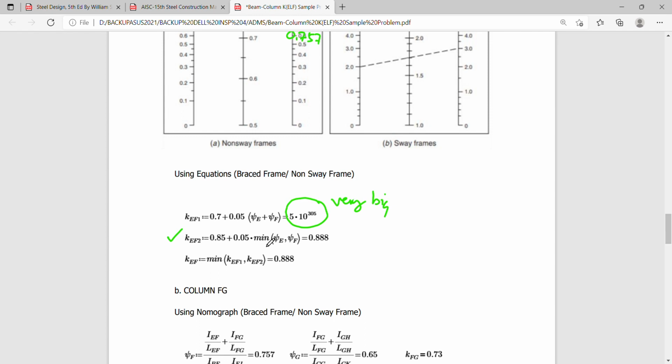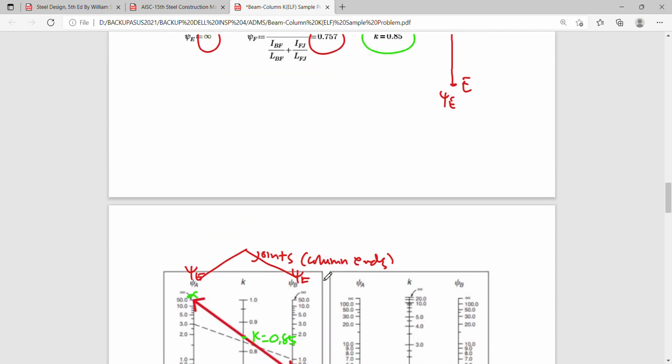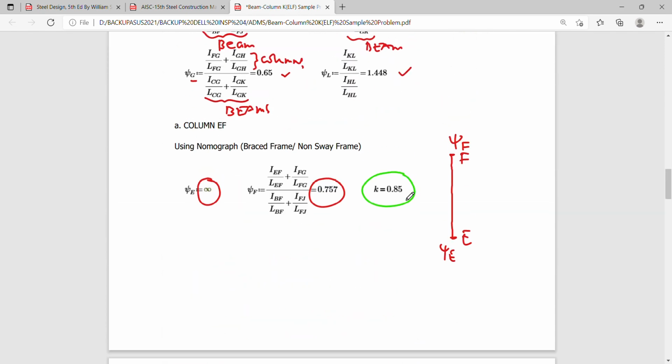Hence, the second formula is the one to be considered. If I take the minimum of psi E and psi F, I get the value of psi F instead, multiply it by 0.05 and add it to 0.85, which is 0.888. And if I compare and take the smaller of the two, of course, this will actually govern, and definitely my final value for K EF will simply be equal to 0.888, which is a little bit higher compared to the K value obtained from the nomograph.